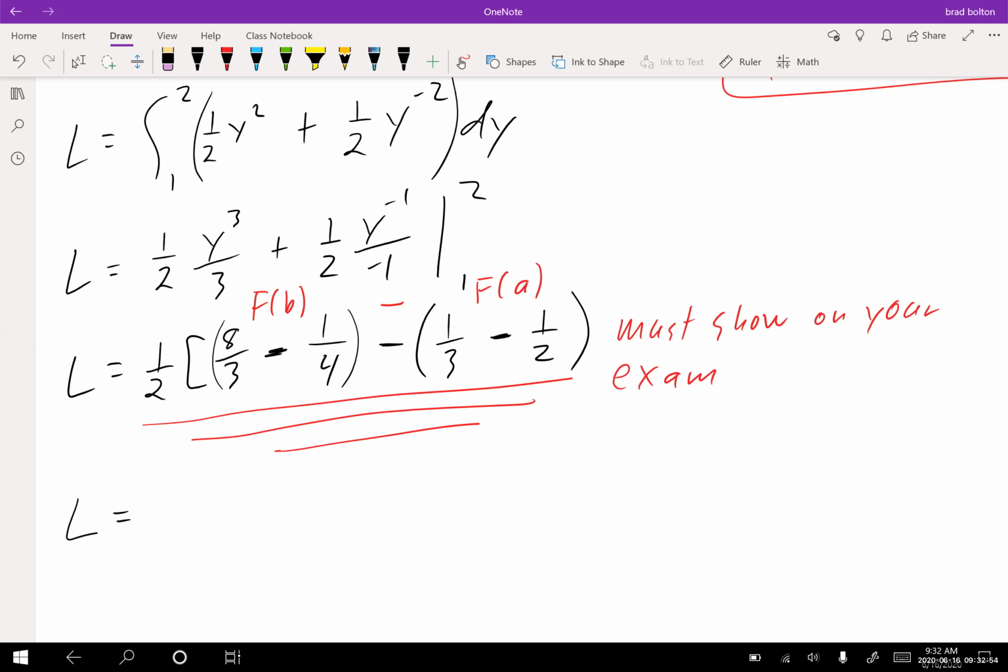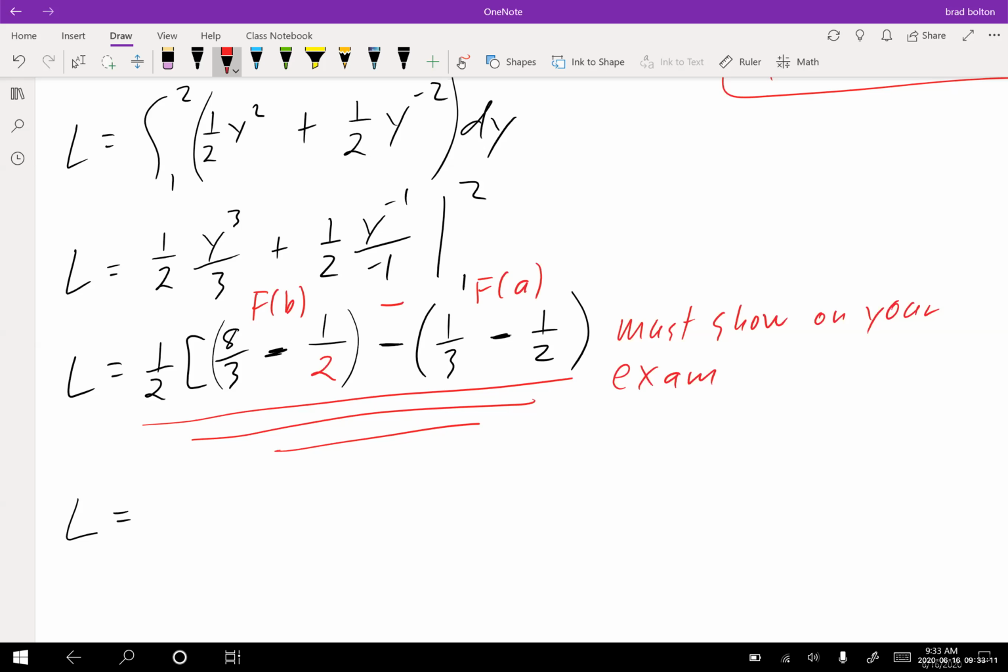That should be 8 over 3 minus, oh, right here, minus 1 over 2. Yeah, please fix that right there in your notes. That should be a 1 over 2. Now let's see if that works.